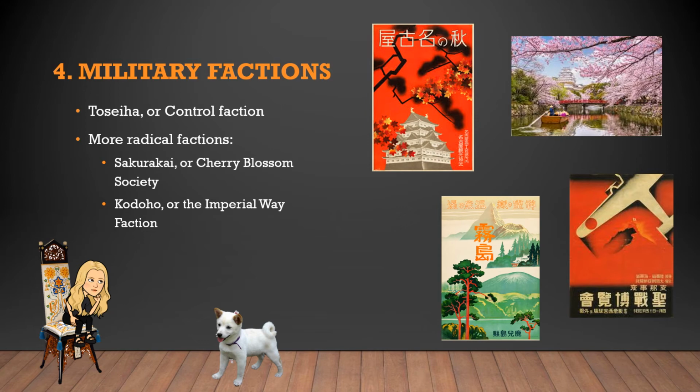More radical factions, including the Cherry Blossom Society and the Imperial Way faction, wanted complete destruction of all political parties, as well as the zaibatsu and the government. They were generally in line with the idea of a Showa restoration. They wanted direct rule from the emperor, who they thought would then destroy what they viewed as a corrupt and incompetent governing system.